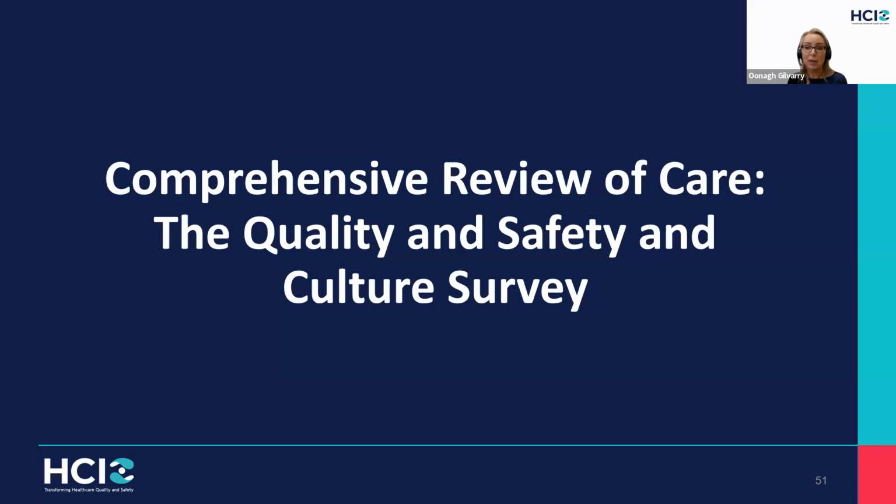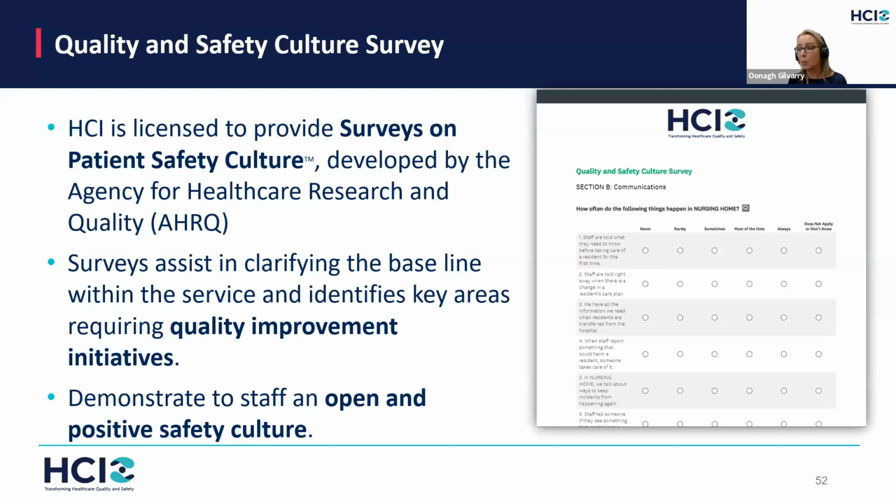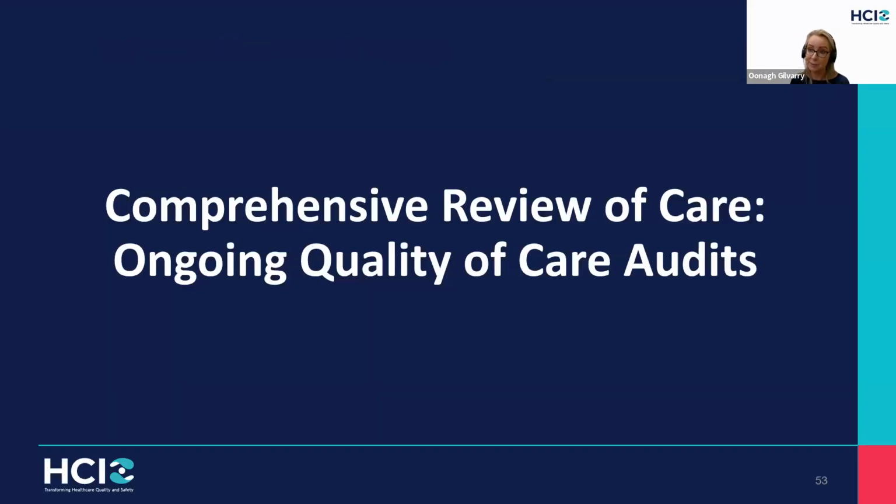A couple of other things can be utilised in relation to governance and ensuring effective good governance. One is the quality and safety culture survey. This is something that we implement in many services to try and identify what is the underlying culture in relation to patient safety and quality within the service. We're licensed to utilise this model. It was developed by the Agency for Healthcare Research and Quality, but it assists, again, in identifying that baseline and then identifies key areas that require quality improvement initiatives. And again, it's a real demonstration to staff that we're listening, we're open to feedback and trying to incorporate that within the culture of the service.